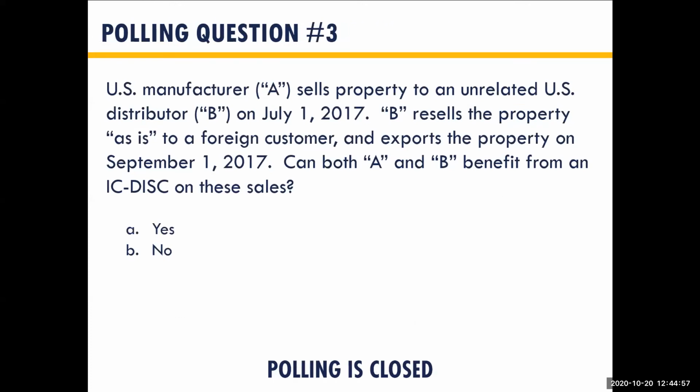And that brings us to our third polling question. So let's say a US manufacturer, A, sells property to an unrelated distributor on July 1st of 2017. The distributor, B, resells that property as is to a foreign customer and exports the property on September 1st, 2017. So can both A, the manufacturer, and B, the distributor, benefit from an ICDIS on this transaction? All right, go ahead and answer that poll for me.